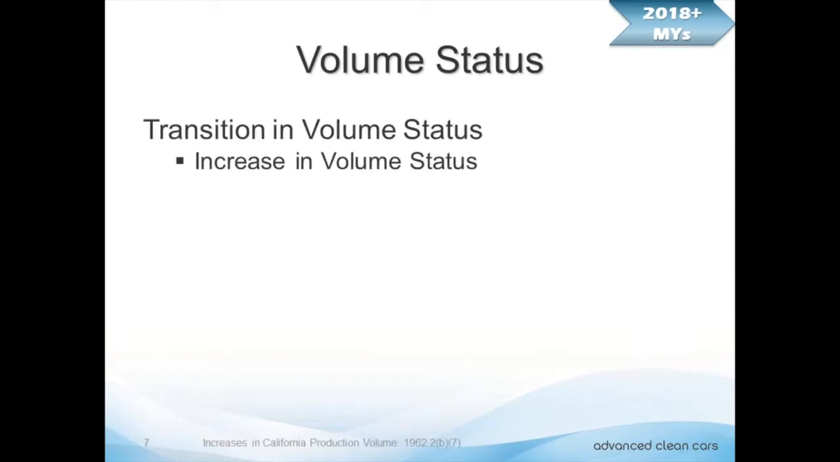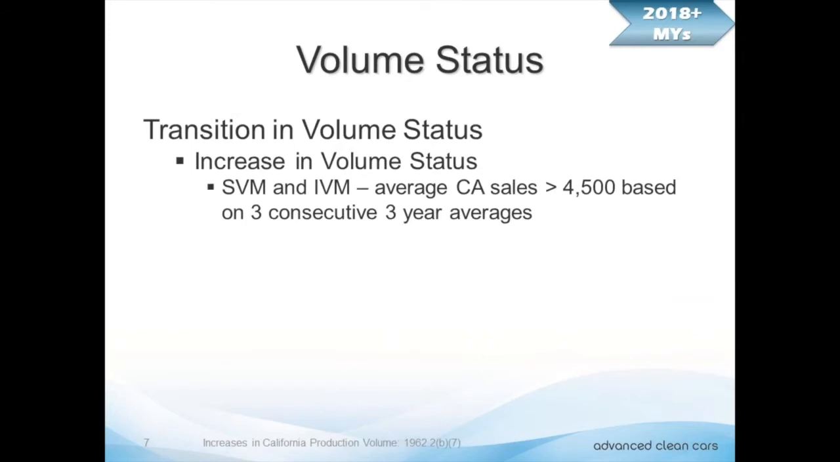Starting in 2018 model year, any small volume manufacturer with average California sales exceeding 4,500 vehicles will become an intermediate volume manufacturer. This average sales volume remains unchanged from previous regulatory requirements. However, the calculation, which was previously based on the average of the three previous model years, will now be based on three consecutive three-year averages.